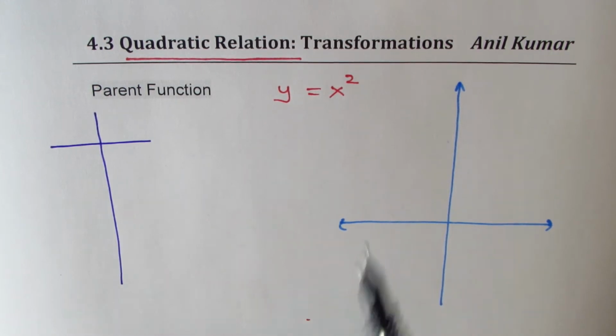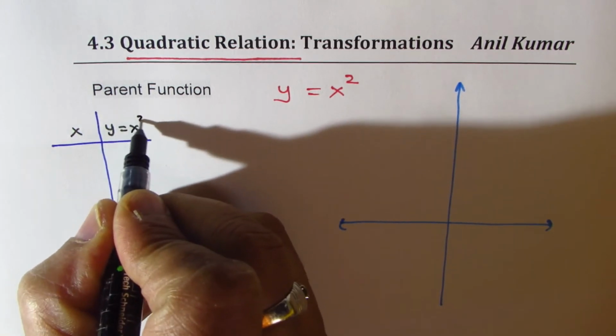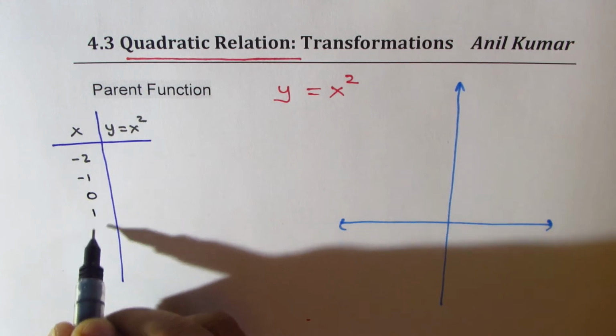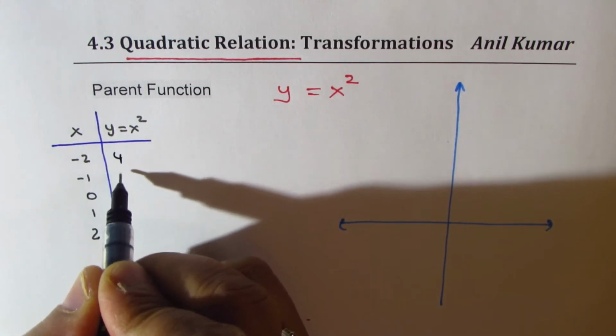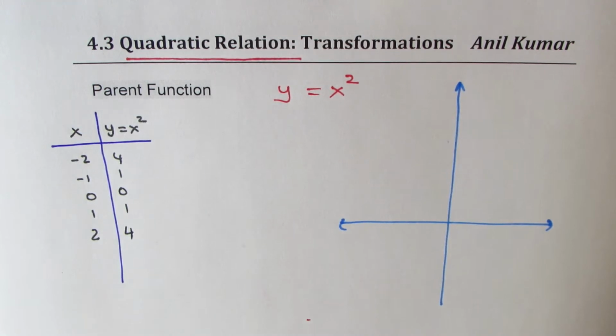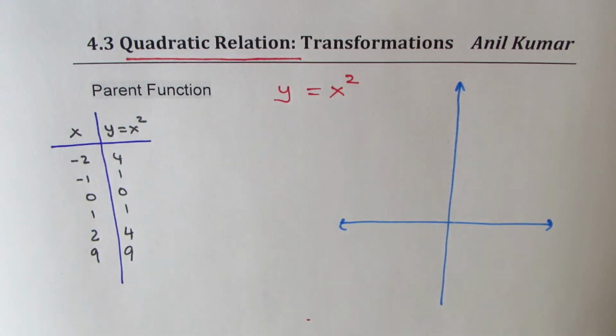To graph y equals x squared, take some points for x and calculate y equals x squared. Good points to take are minus 2, minus 1, 0, 1, and 2. Their squares are 4, 1, 0, 1, and 4. Now, what do you notice here? Let me take another point, 3 and 9 here. Okay, first let's just sketch it.